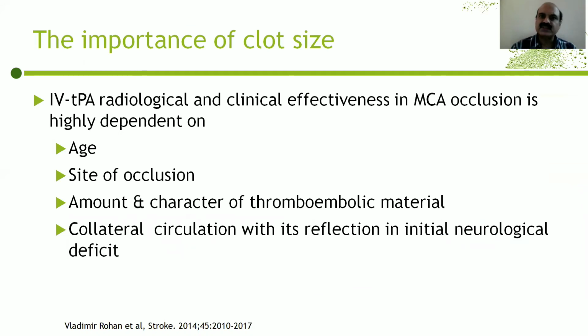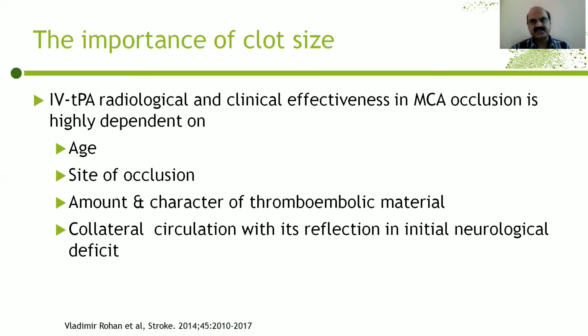The second important thing about the clot is the clot burden or the clot size. Not only the composition of the clot, but the burden or size of the clot also matters. In this slide, four variables are shown. Age and collateral circulation are other variables which we are not discussing in this session, but the site of occlusion and the amount and character of thromboembolic material are very important.